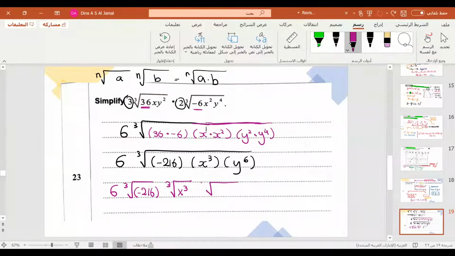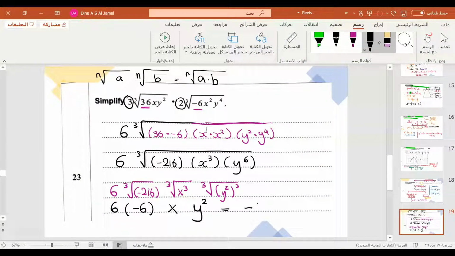And directly you can think of making each one a variable raised to the power of 3. So it will be y squared. You can use your calculator to find this. It will be -6, and this is x, and this is all about y squared. So let's simplify further. -6x y squared. And this is the last question in the exam, the end of the video.